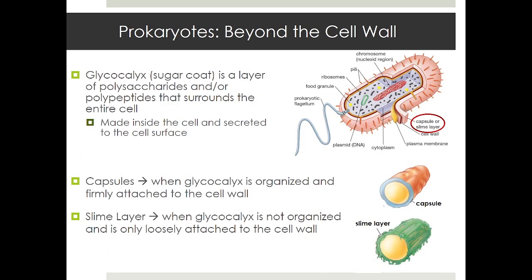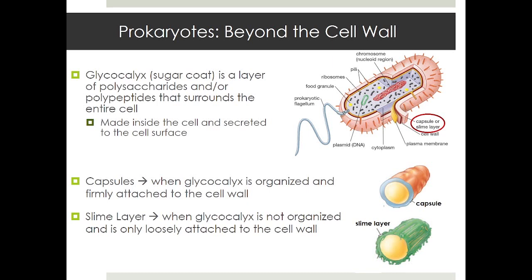Looking now beyond the cell wall, still talking about the cell envelope though, is that capsule or slime layer. So this is typically external to all cell walls and cell membranes that are present, depending on the species. Not all cells will make a capsule or slime layer, but typically they're going to be called a glycocalyx. This is the sugar coating that is a layer of polysaccharides and can also have protein incorporated that surrounds the entire cell. So this is something that's produced in the cell and then gets secreted out onto the surface to coat it.